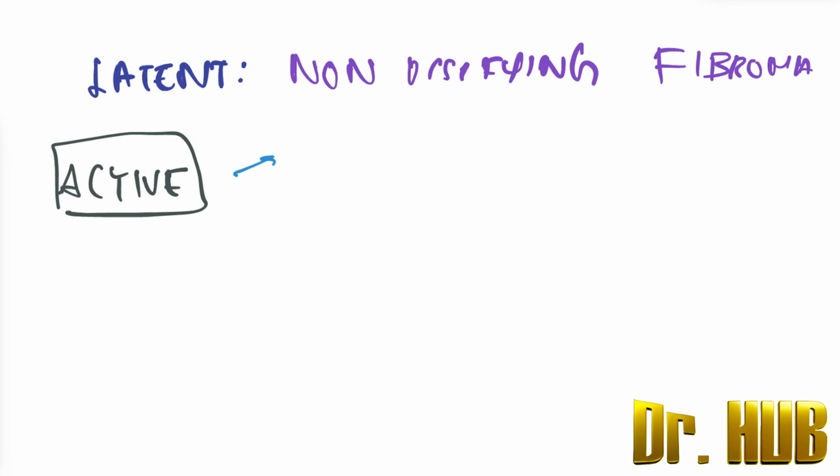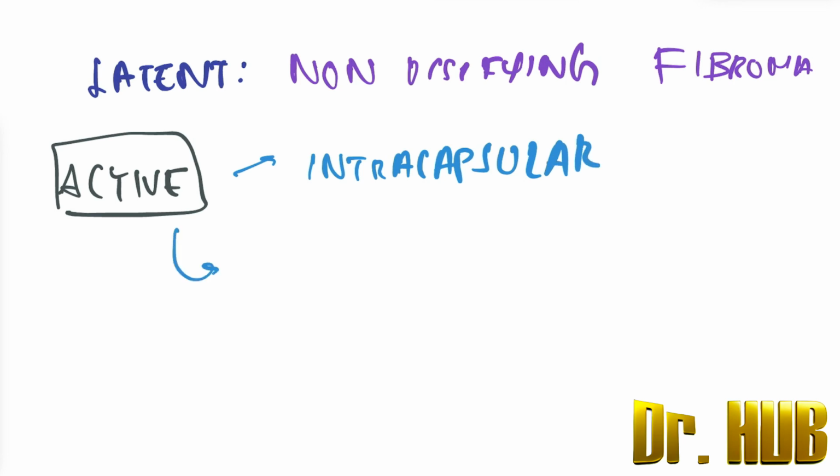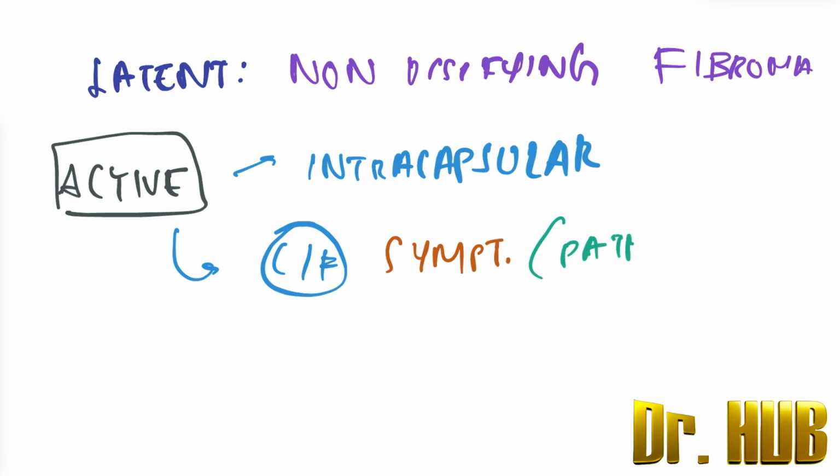Under the active variety, the location is intracapsular. Next are the clinical findings. Under the clinical findings, it is symptomatic, which means it may present with a pathological fracture. So there can be a pathological fracture.